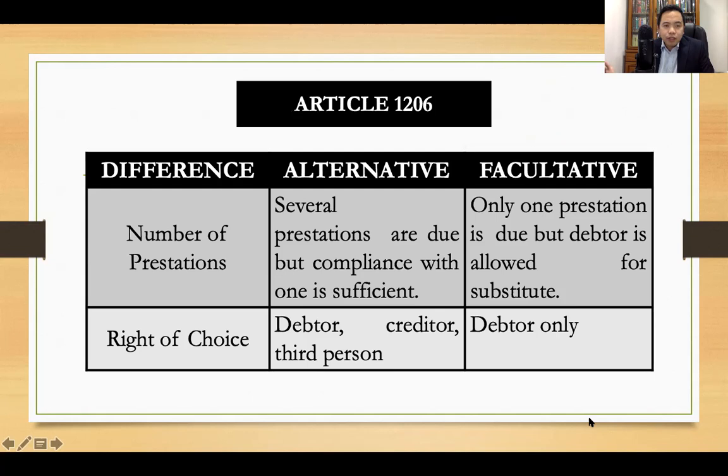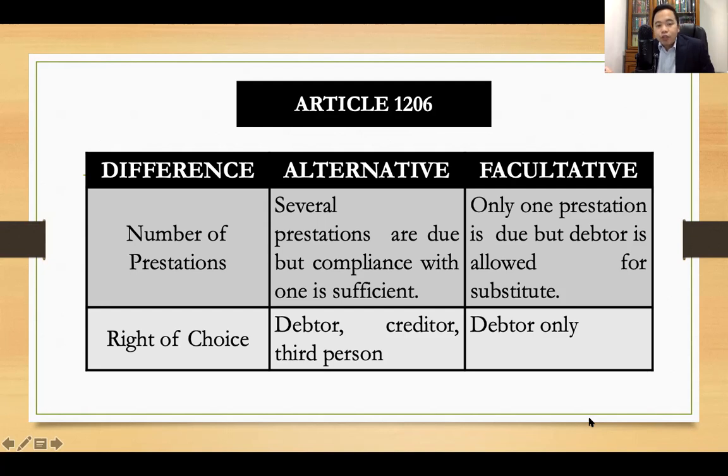So what are the differences between an alternative and a facultative obligation? As to the number of prestations, there are several prestations in an alternative obligation. Now, there are several prestations due, but compliance with one is sufficient. On the other hand, a facultative obligation has only one prestation, but the debtor is allowed to substitute.